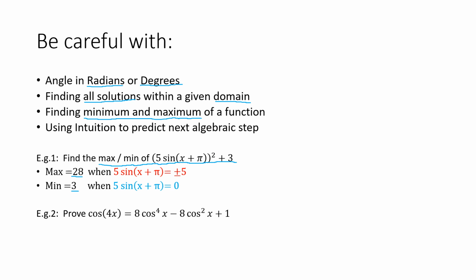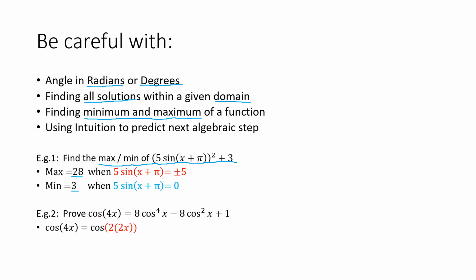Okay, so let's do another problem. This problem is to prove that cos 4x is equal to 8 cos^4 x minus 8 cos^2 x plus 1. Now, the key insight again is to observe that the expression we've got is in terms of cos. So at some point in the algebra, we want to make sure everything is in terms of cos.